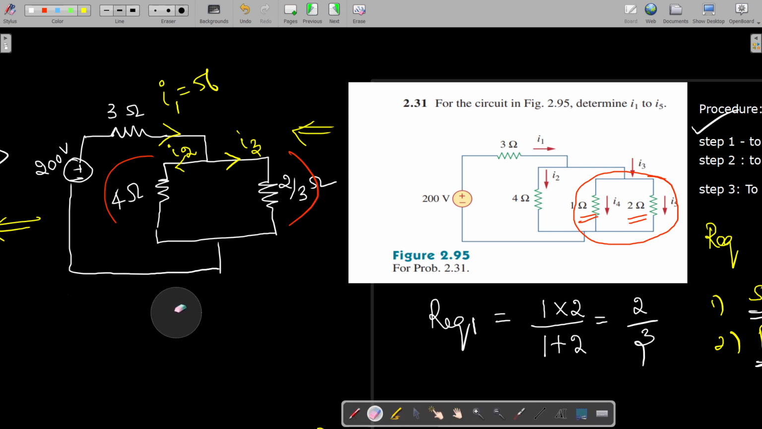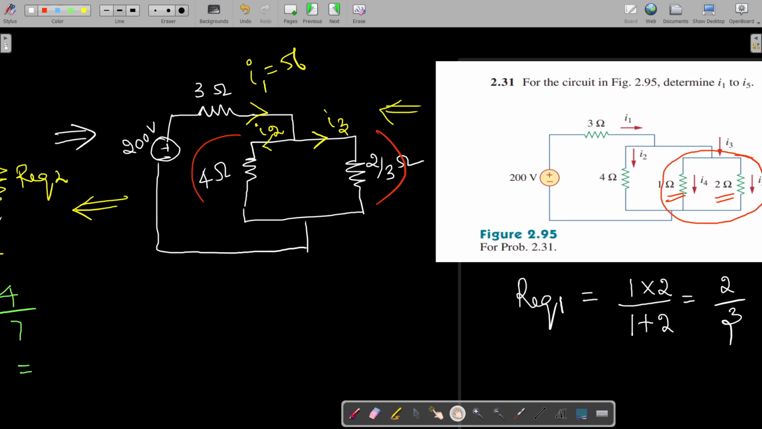So for that case, we use the current division rule. So what is that current division rule? Current through a particular branch. That means if I want to find out this I2 current, that can be found out as the total current, the I total or I1 current, multiplied by resistance of the other branch. So I find out this current I2 means resistance of the other branch is taken as 2 by 3. So other branch resistance divided by the total resistance. Okay, that means this 4 plus 2 by 3.